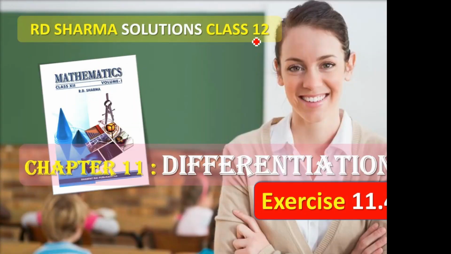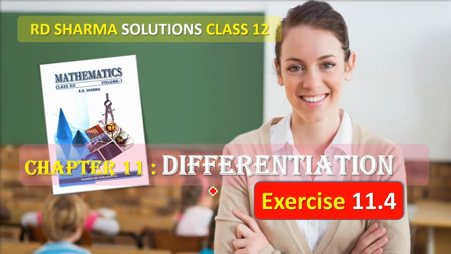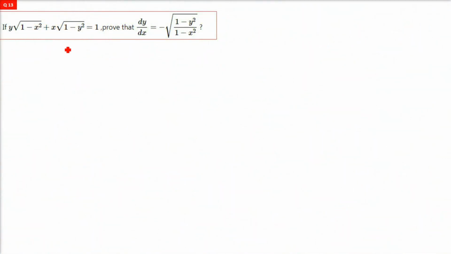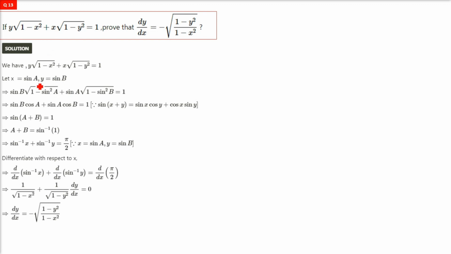This is RD Sharma solution, class 12, chapter 11, differentiation exercise 11.4. So this question, we can do it by substitution, we can directly do it. We will come across a question where we will do it directly, but these questions, when we substitute, they become very easy. So what we will do here is, x we will put as sine A.